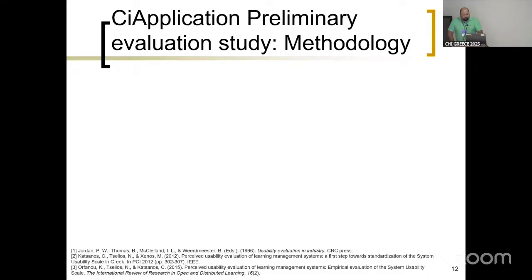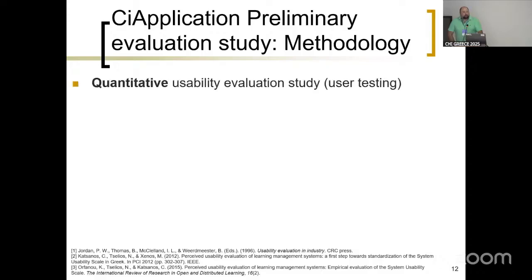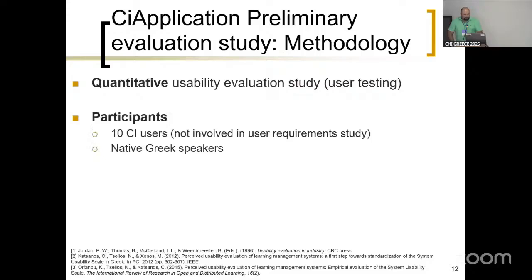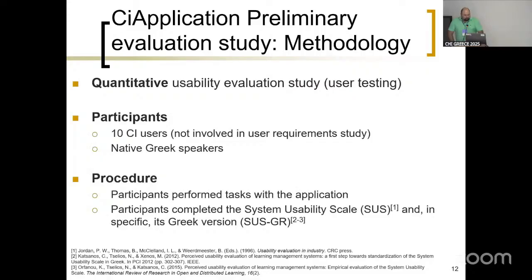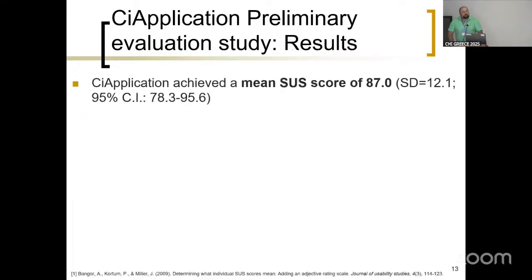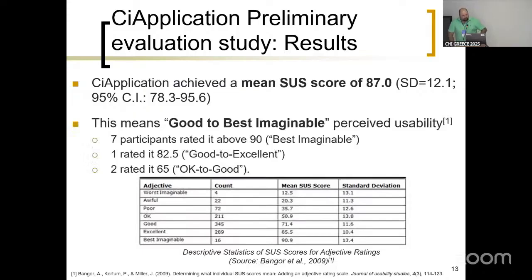The evaluation study, the final step I mentioned for this iterative cycle, was mainly quantitative: 10 users, native Greek speakers, obviously. They did tasks with the application and they completed the Greek version of the System Usability Scale. The results: we have a rather good score, it's 87. I also give the confidence interval and standard deviations.